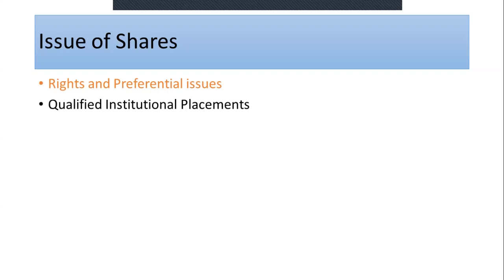We'll move on to the next one, qualified institutional placement. This is very important. I have already explained this in the FPO part. Whenever the company wants to go for a further issue, the company has two options. One is to go directly to the public, and the second is to go to a restricted set of persons. This can happen in two ways. One is the IPP, that is institutional placement process, and the next one is an offer for sale.